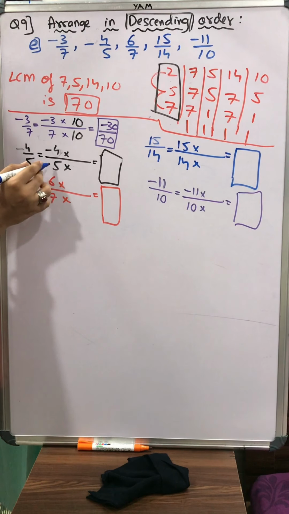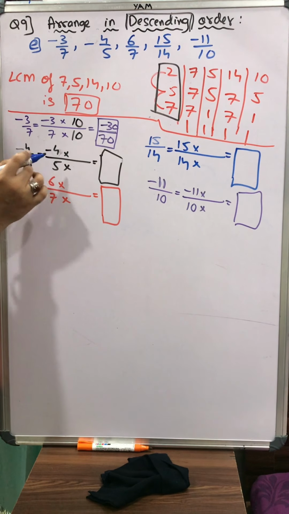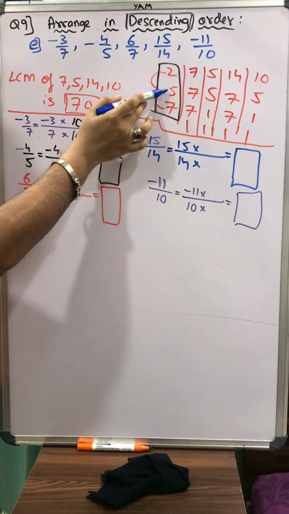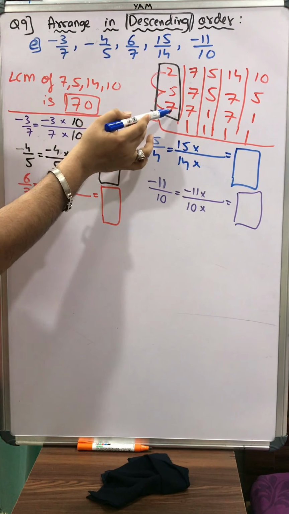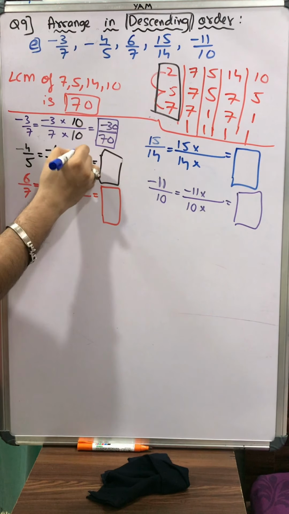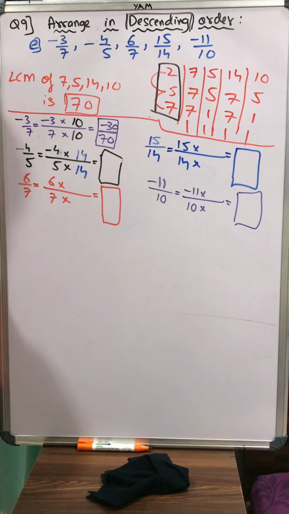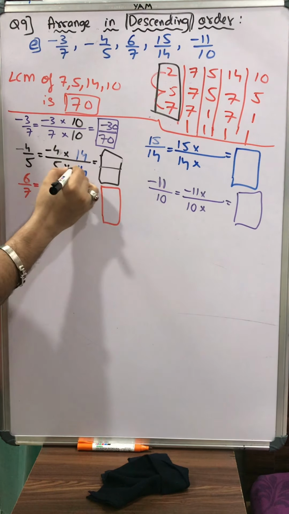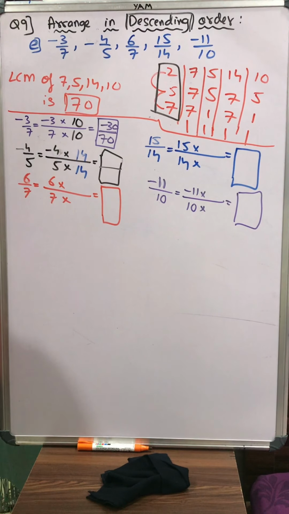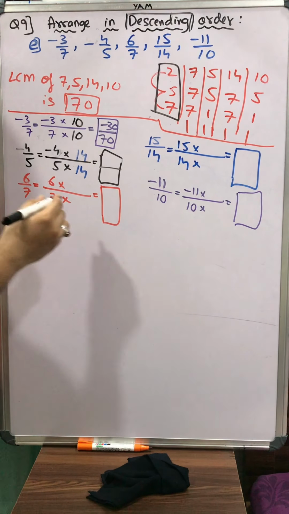Here in the denominator I have 5. So what are the remaining numbers? 7 and 2. 7 2s are 14. So multiply the numerator with 14 and the denominator with 14. Okay, so now what will come? 14 5s are 70.